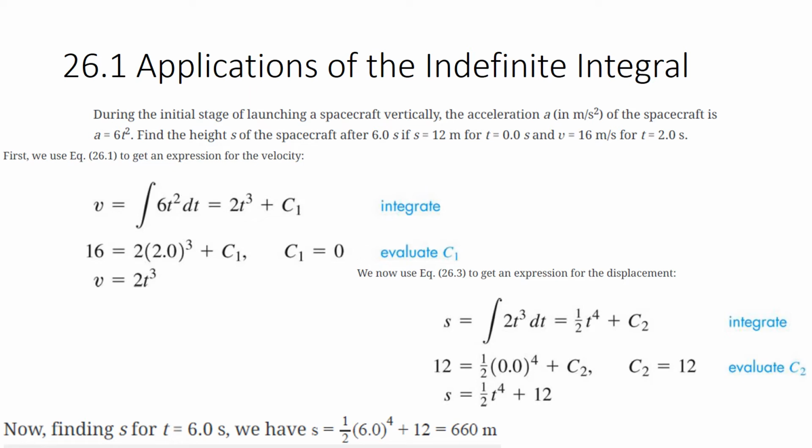So the distance off of the ground is equal to 1/2 t to the fourth plus 12. So if I want to know how far the spacecraft is after 6 seconds, I just plug in the number 6 for the amount of seconds, and I get 1/2 times 6 to the fourth power plus 12. It's going to be 660 meters off the ground.